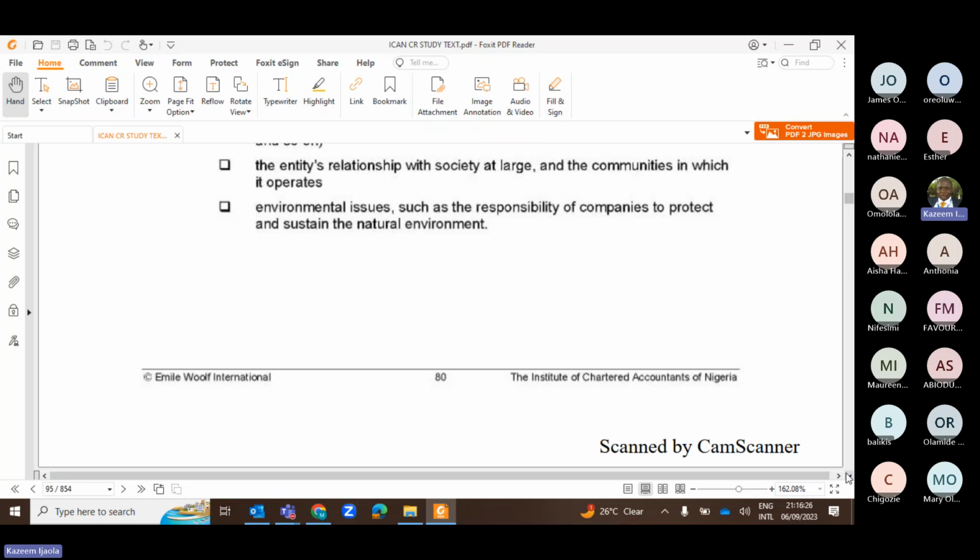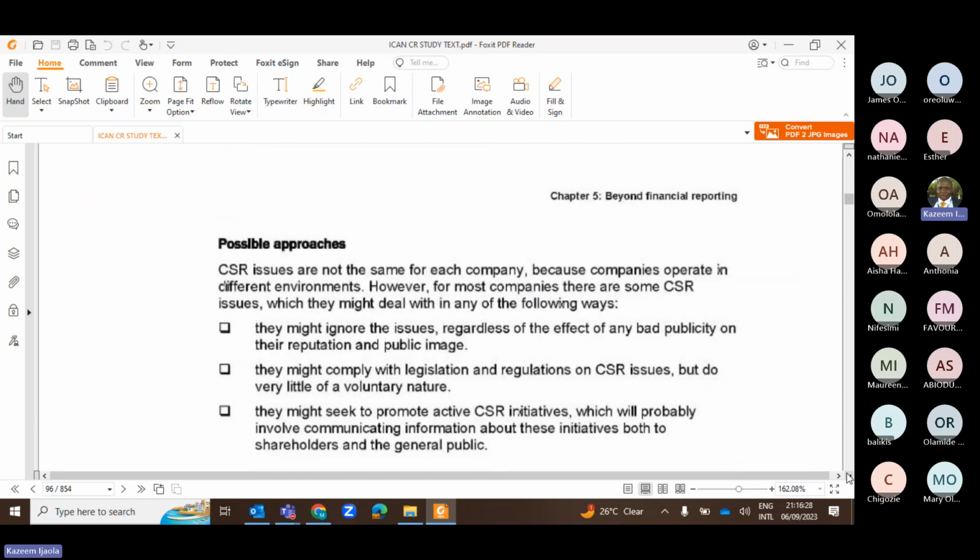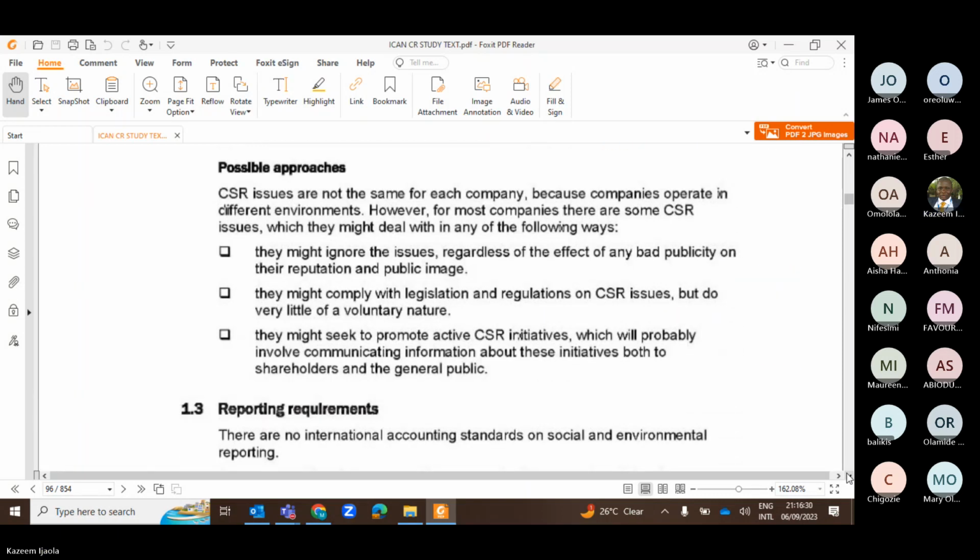So it's not compulsory that you give out cash for the purpose of CSR. There are many approaches to CSR, right? So let's look at these possible approaches.